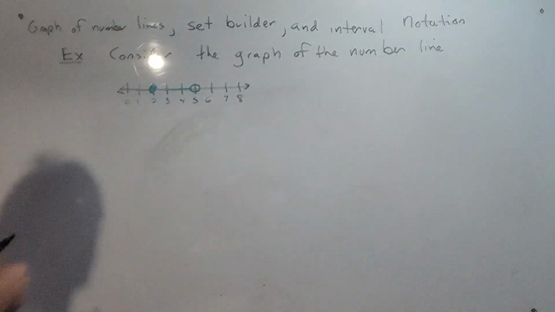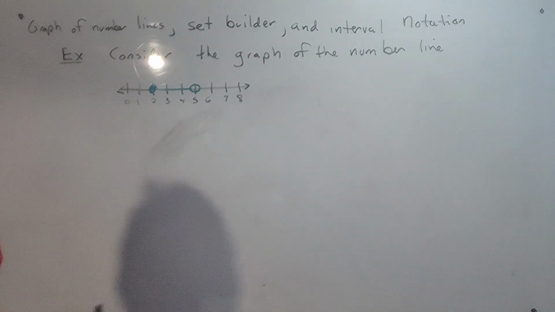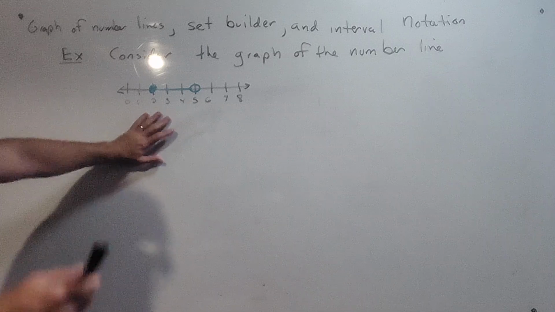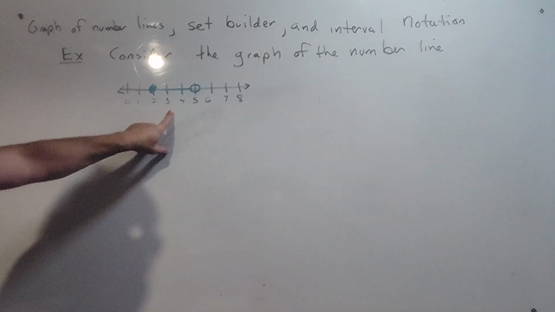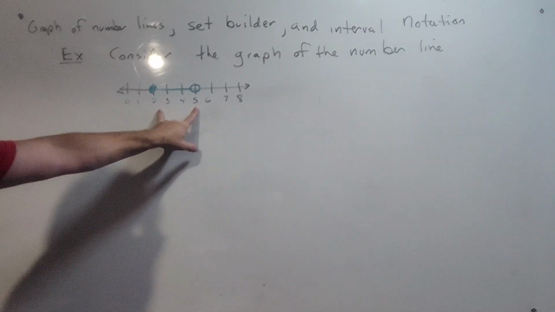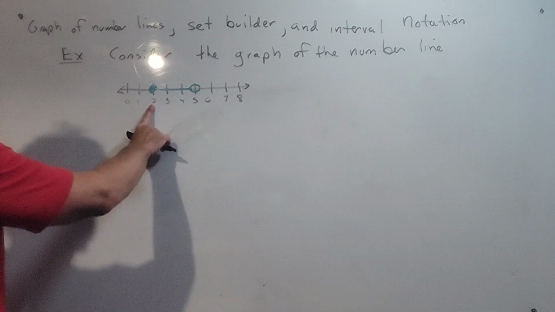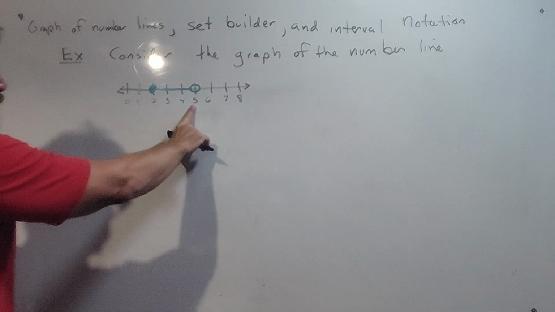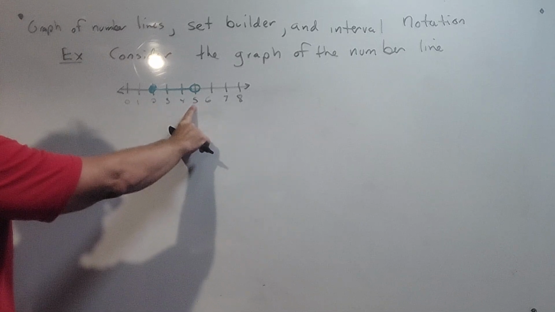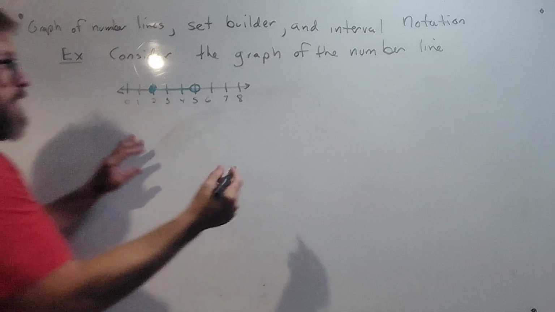All right, so graphs and number lines, set builder and interval notation. What I want to do is consider the graph of the number line here, and show you how we represent this interval where 2 is included in this set all the way up to 5, except 5 is excluded. So numbers that are in this set, just kind of basic numbers.